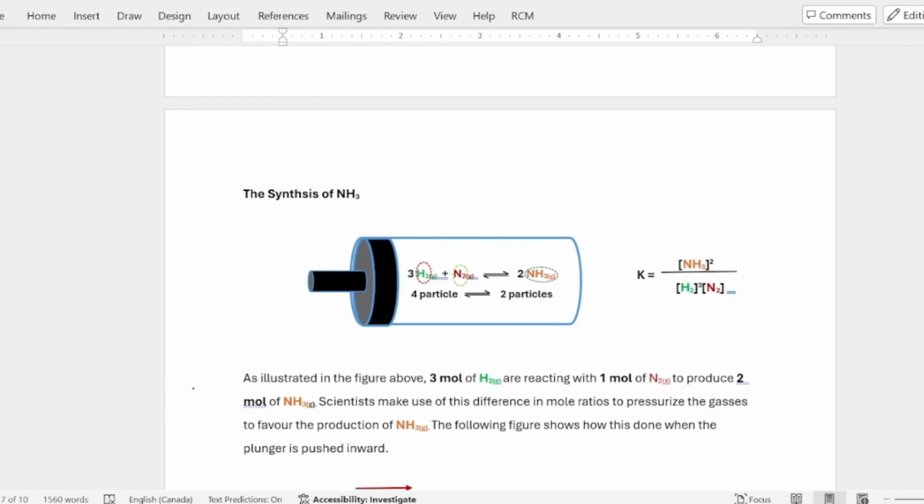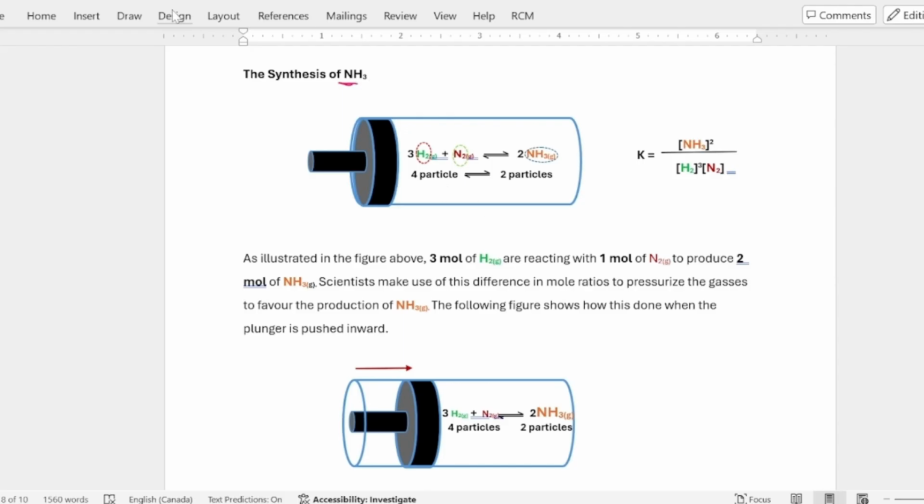And this brings us to an important industrial compound, which is ammonia. We look at the synthesis of ammonia. The synthesis of ammonia is an important process, since ammonia is crucial in making other nitrogenous compounds such as fertilizers.